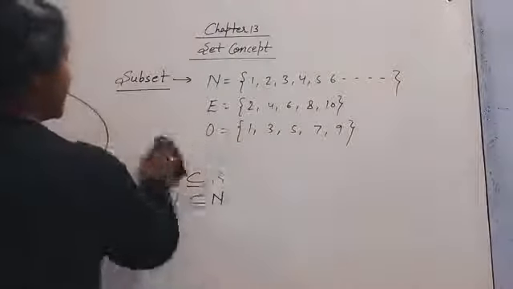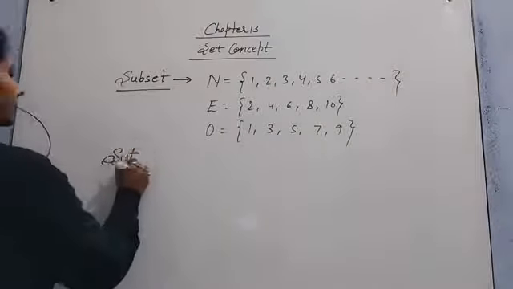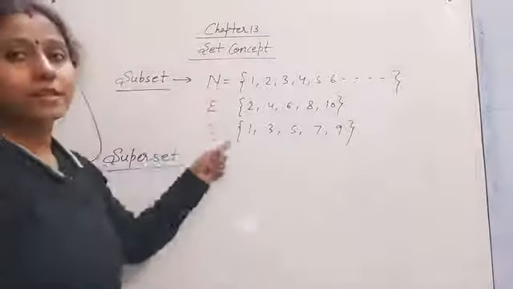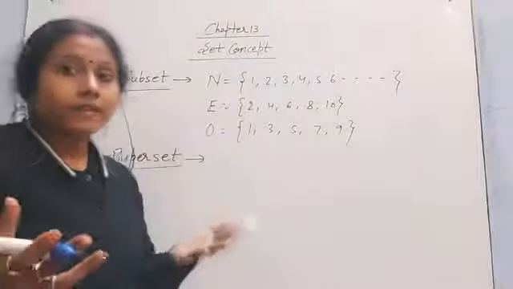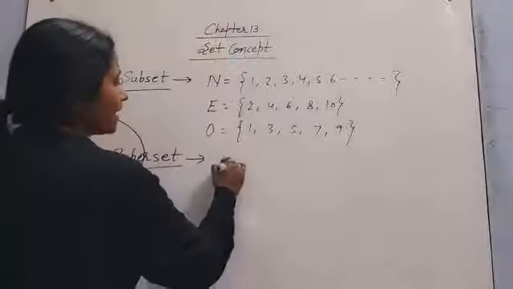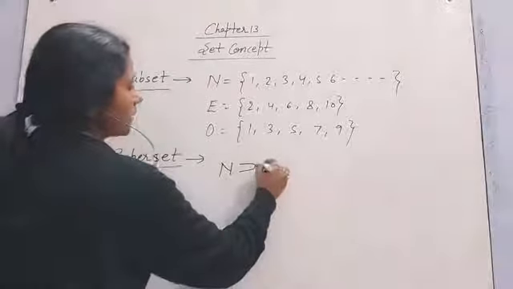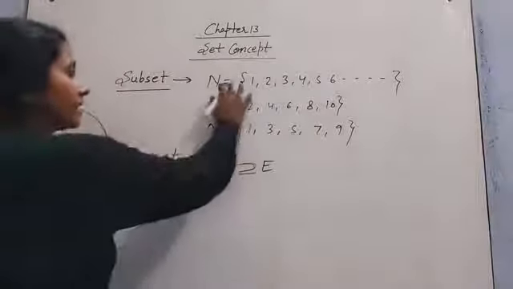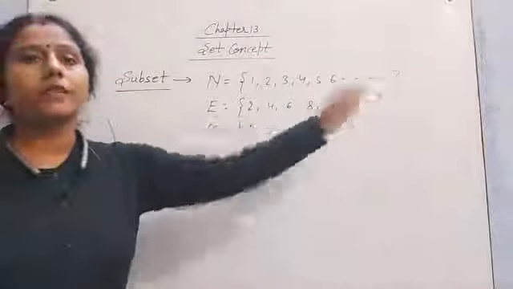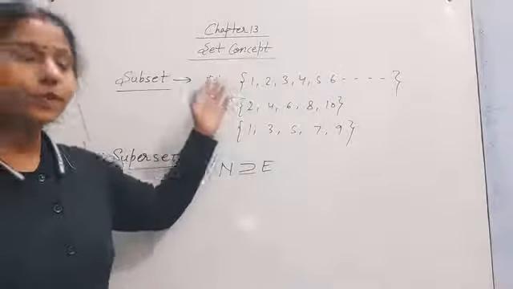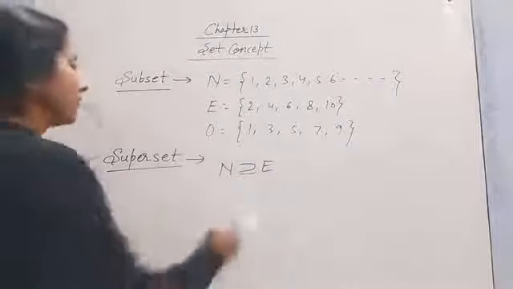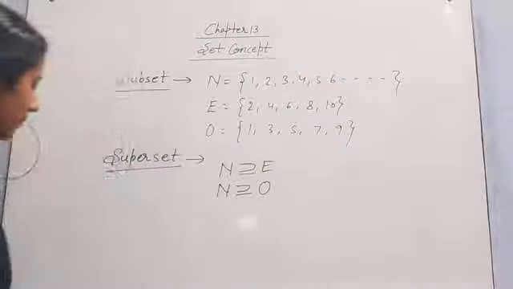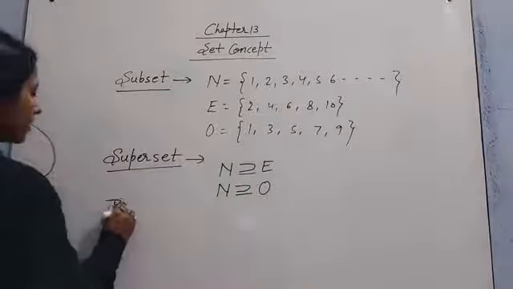Now, superset. What is a superset? N is the superset here. Super means superior, you can say. Which is super here? N. So N is a superset of E. We can say N is a superset of E because N is superior here. In N, all the numbers are there, all the elements of E and O are there. So this is superior, so we can say superset. N is a superset of E and a superset of O also. Understood?